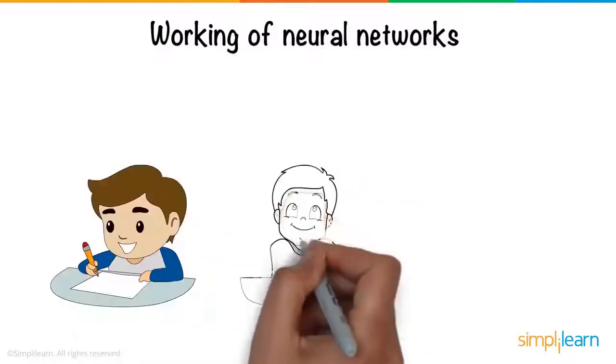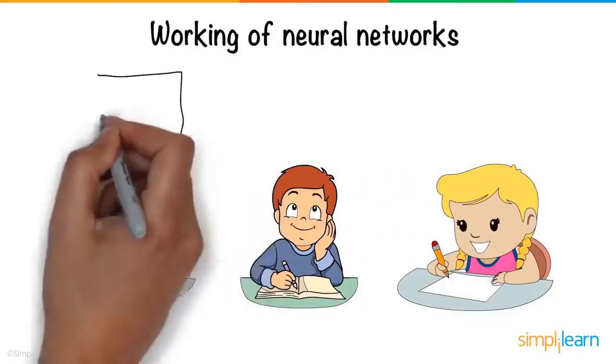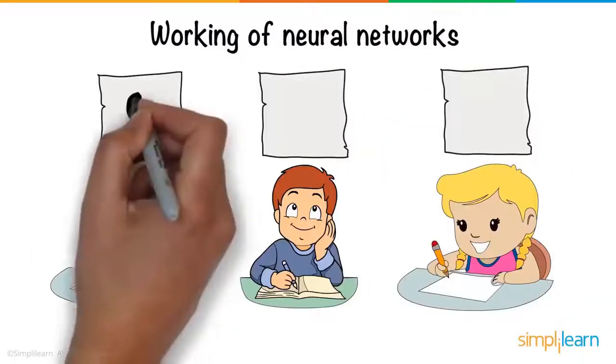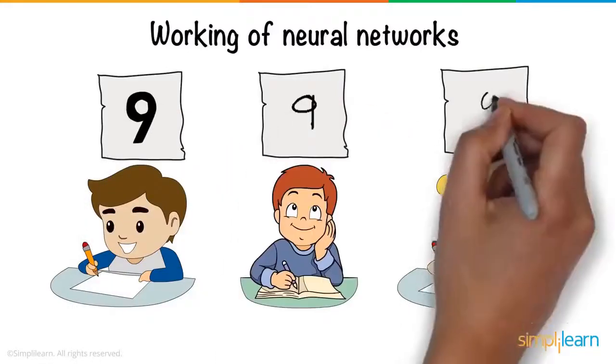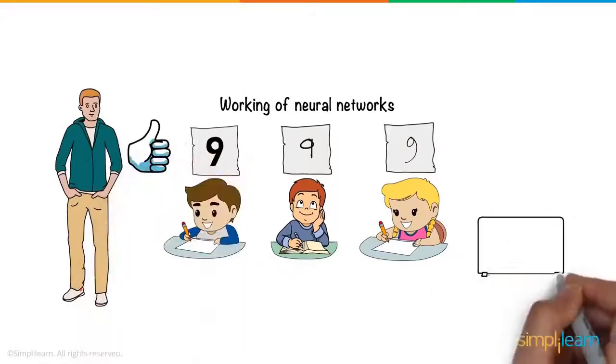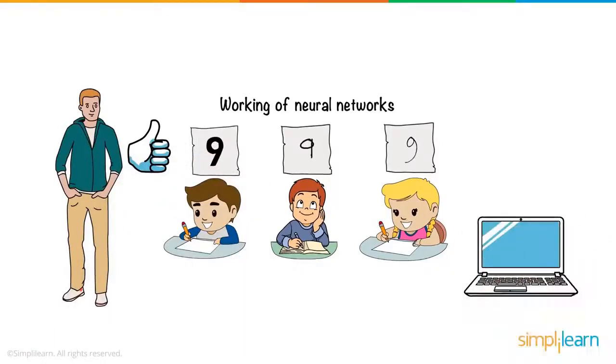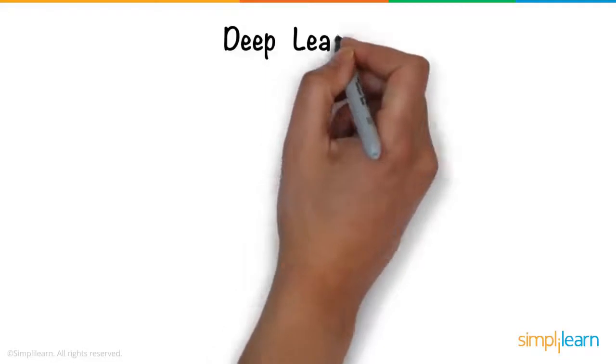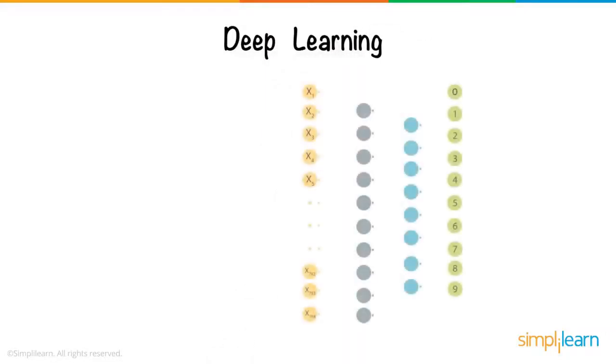Here, we have 3 students. Each of them writes down the digit 9 on a piece of paper. Notably, they don't all write it identically. The human brain can easily recognize the digits. But what if a computer had to recognize them? That's where deep learning comes in. Here's a neural network trained to identify handwritten digits.